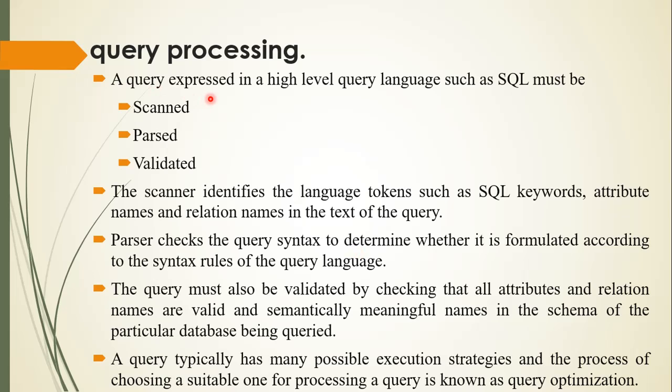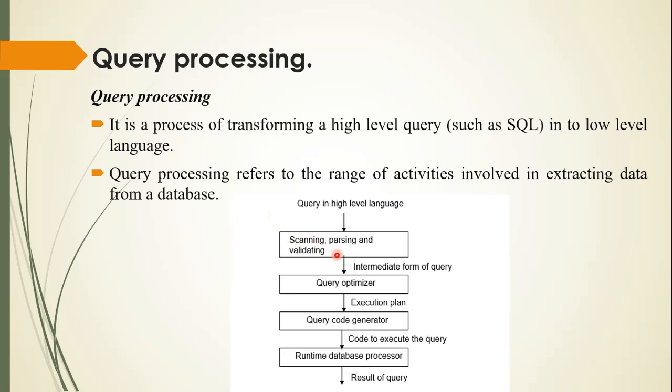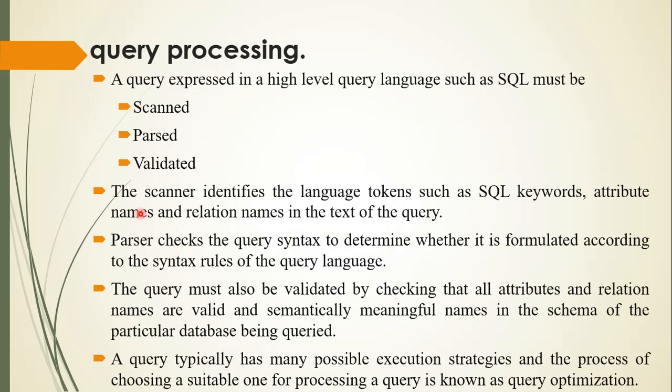A query expressed in a high level language such as SQL must be scanned, parsed and validated. So in the first step our query must be scanned, parsed and validated. The scanner identifies the language tokens, such as SQL keywords, attribute names and relation names in the text of the query. So in our query we have keywords, attribute names and relation names. These all are found in the scanning process.